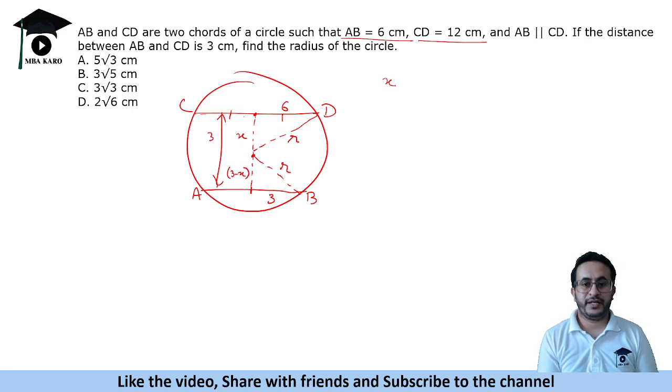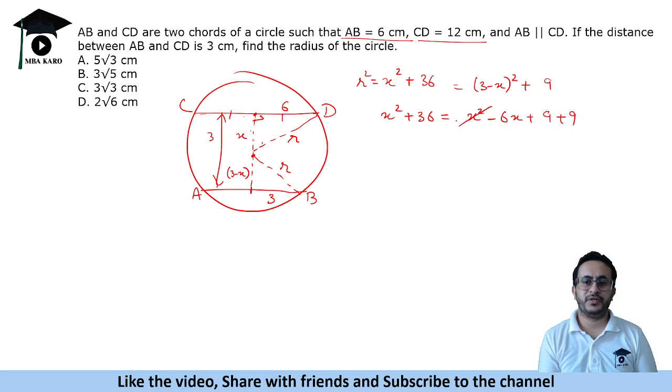So we will get R square is equal to X square plus 36 in the first triangle, and in the second triangle it is (3 minus X) whole square plus 9. So we will get X square plus 36 is equal to X square minus 6X plus 9 plus 9. So X square gets cancelled. So 6X, now this X becomes negative.